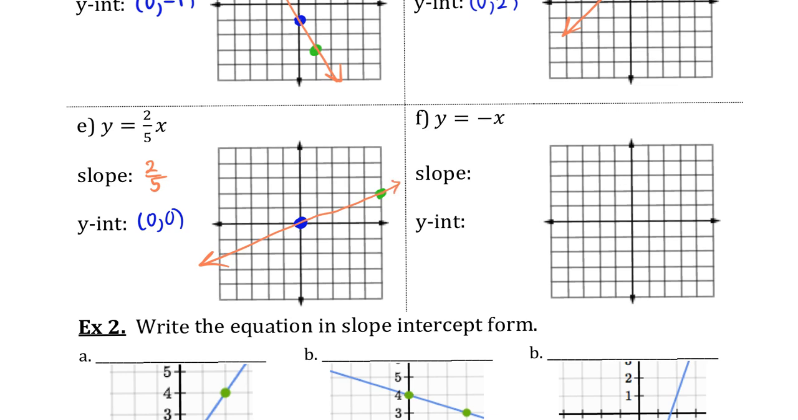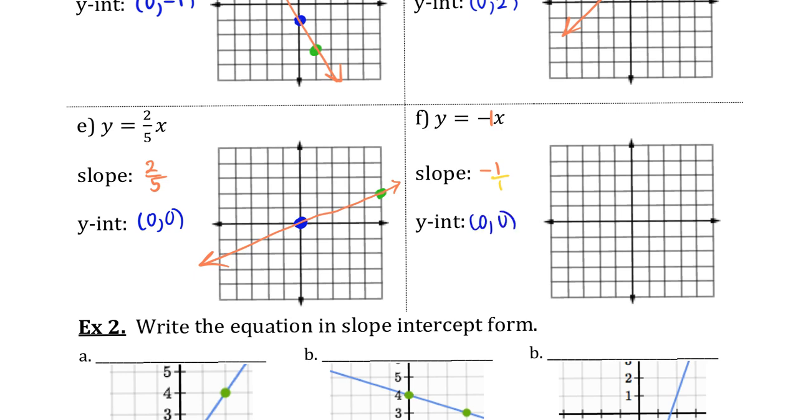Okay, last one. Y equals negative x. Okay, what's the slope? Coefficient of the x, negative 1. If you want to put negative 1 over 1, that's fine. You don't have to write it, but when you graph it, you need to respect the fact that there is a run of 1. What's the y-intercept? It's nothing there. Nothing there, 0, 0.